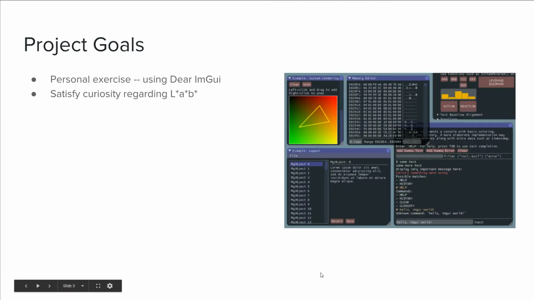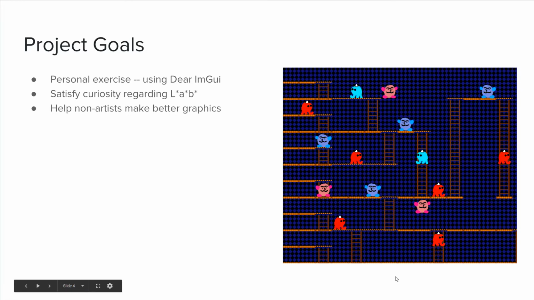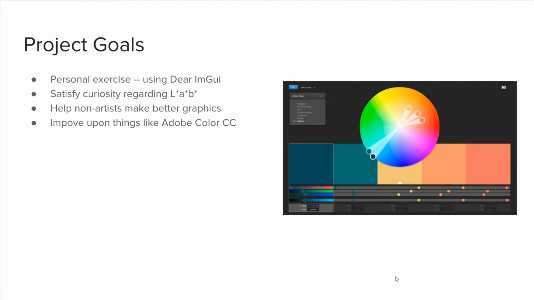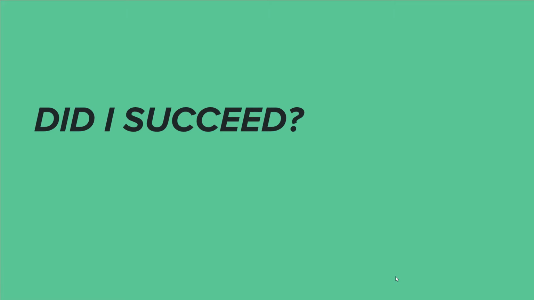This project was done as a personal exercise for me to get some experience quickly making prototypical graphical user interfaces using Dear ImGui. I wanted to satisfy some curiosity I had regarding the lab color space. The project was also inspired by some difficulties I have in quickly making visuals which are easy on the eyes. And I wanted to improve upon similar products like Adobe Color by offering more power to users. Was I successful at any of these goals? I don't know.